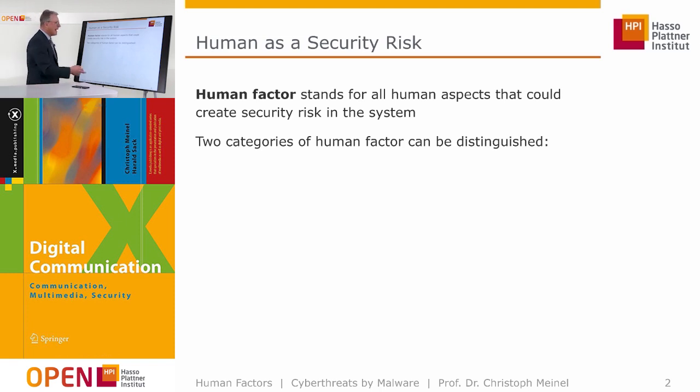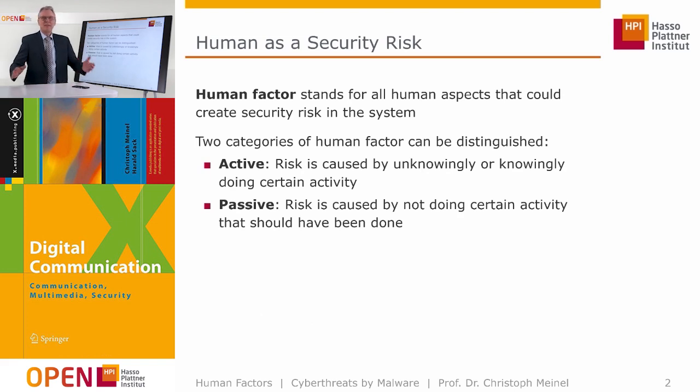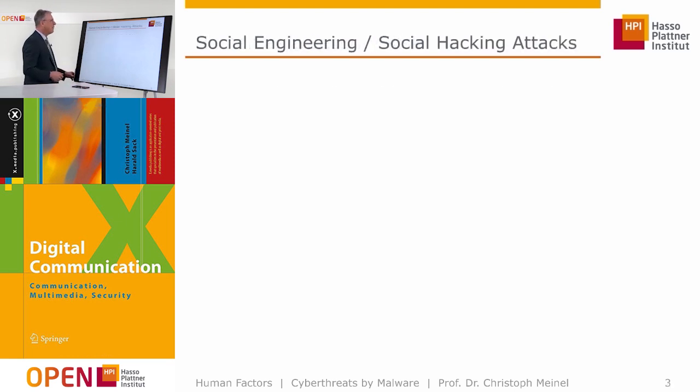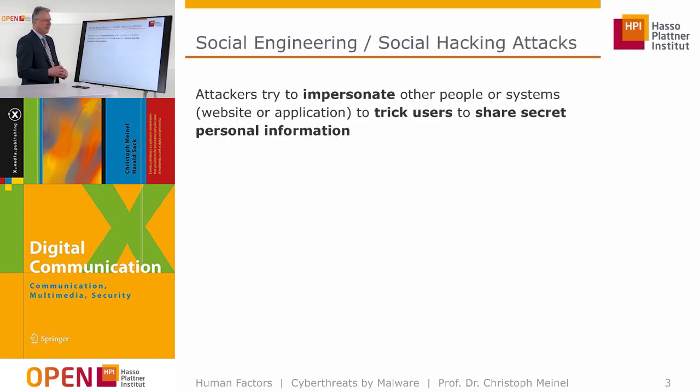We can distinguish two categories of such human factor. This is once the active risk, that is risk that's caused by unknowingly or knowingly doing a certain activity, or the category of passive risk that is caused by not doing a certain activity that should have been done. Often this human factor is called social engineering. And social engineering, these are social hacking attacks.